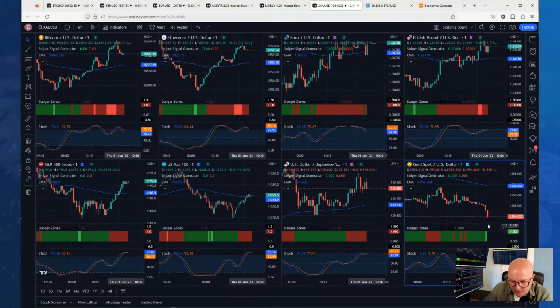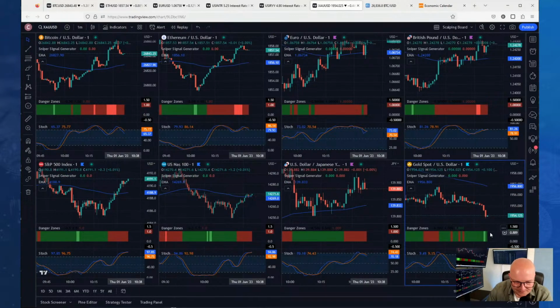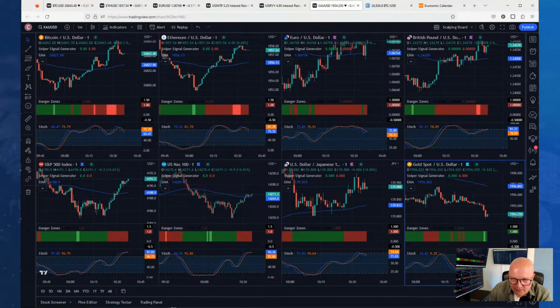Interesting, here we see gold now nicely moving down as well. So this could potentially be an area where gold becomes interesting for a very short buy position.